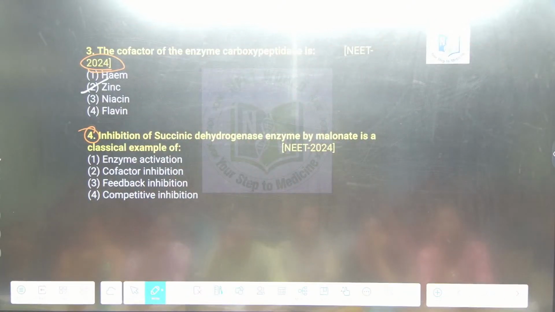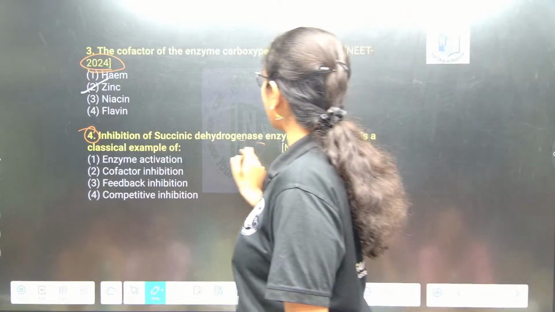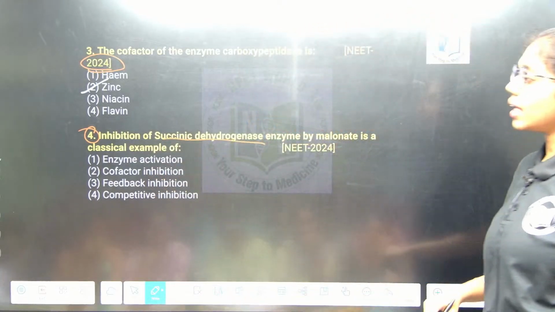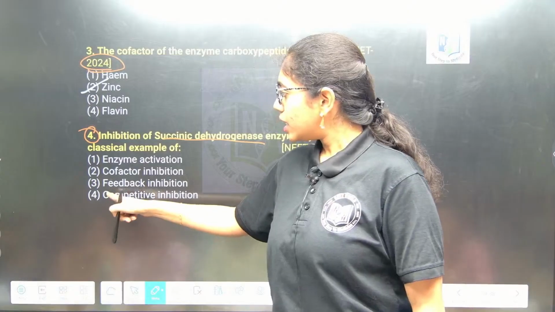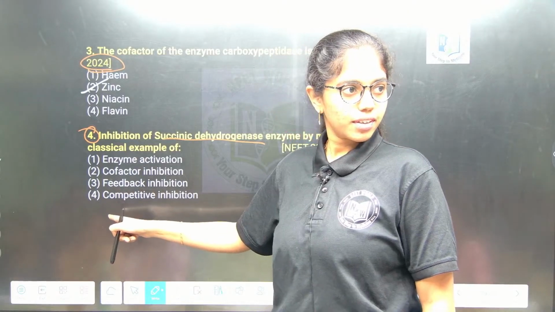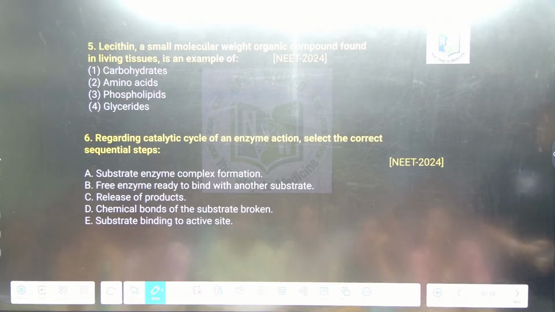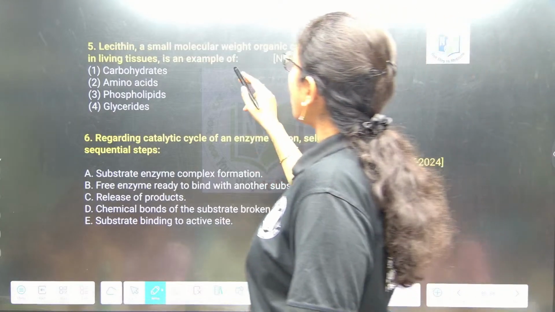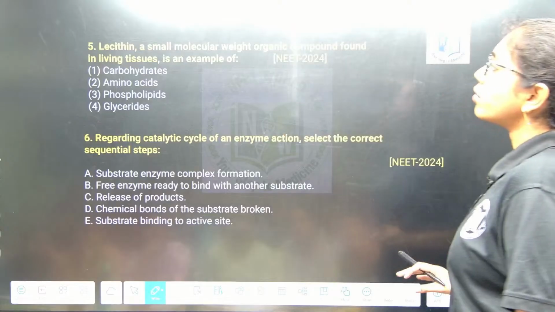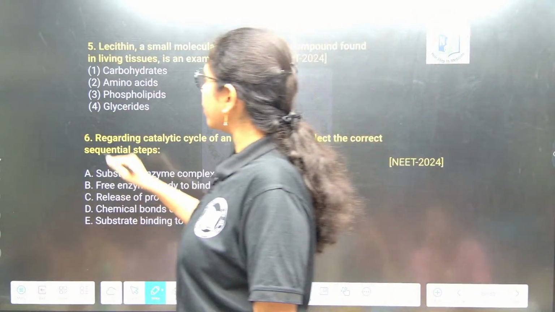Who answered? Question 2 here. Inhibition of succinic dehydrogenase enzyme by malonate is competitive inhibition. Someone said 2? You said 4 only? Okay. Next. First you tell, question to only this group. Lecithin, a small molecular weight organic compound found in the living tissue, is an example of?